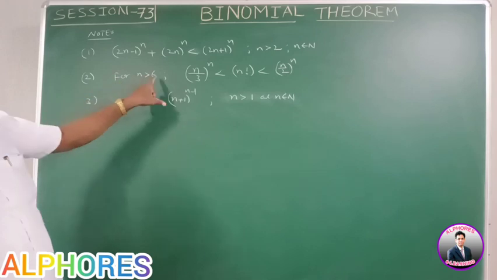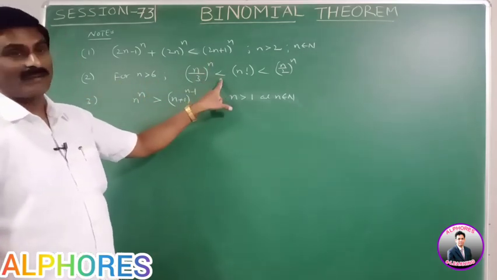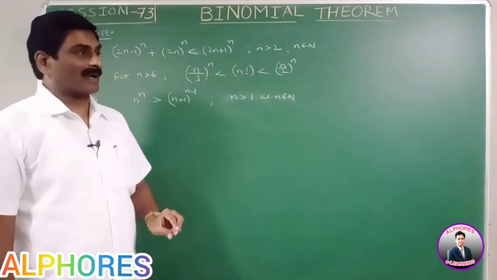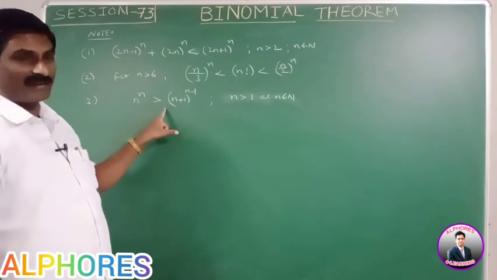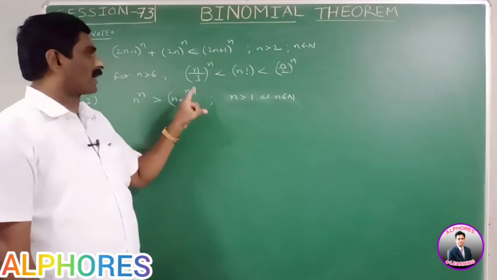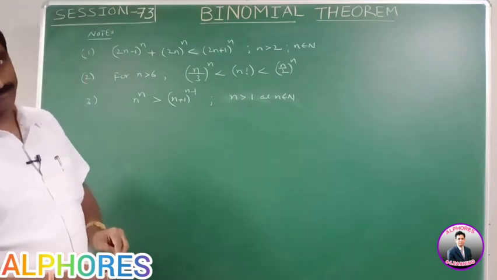Second one, for n greater than 6, (n by 3) whole power n is less than n factorial, which is less than (n by 2) whole power n. Next, n power n is greater than (n plus 1) whole power n minus 1, when n is greater than 1, for all n belongs to N. Okay.